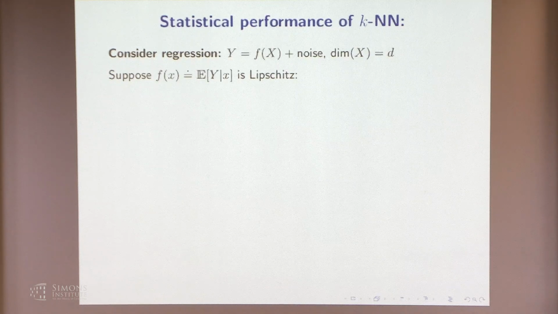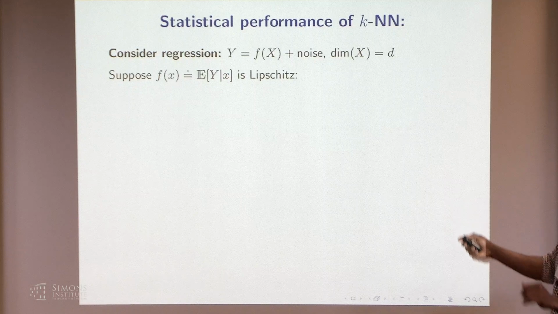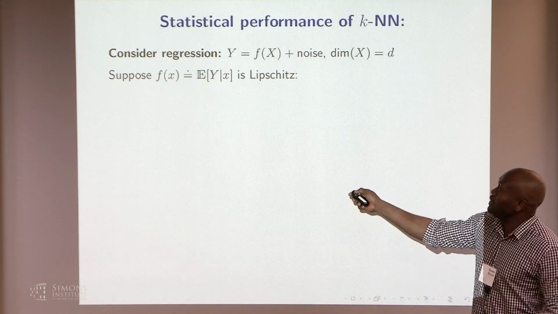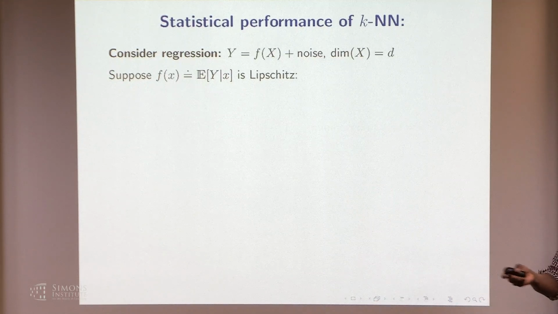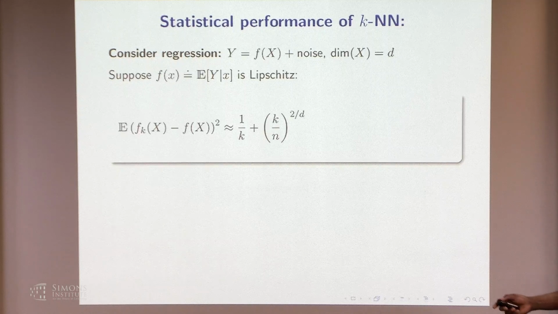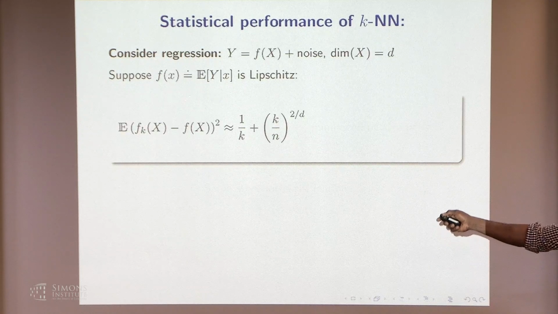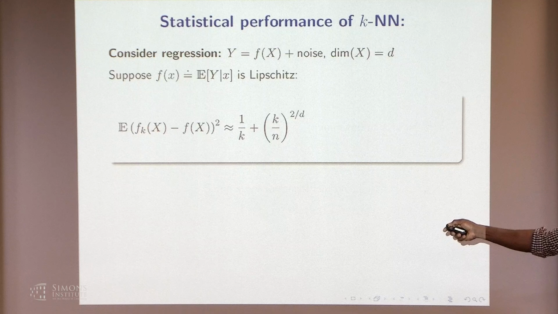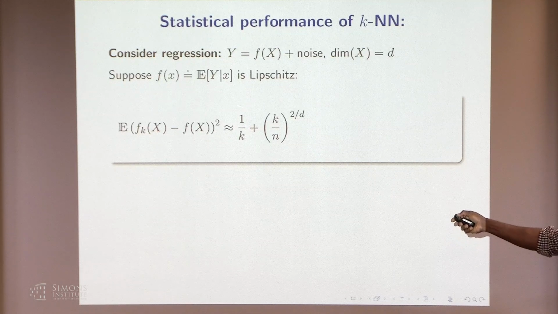Now suppose this is just a classical assumption. Suppose that f is actually Lipschitz. So essentially we don't want the y values to change too fast in small neighborhoods. Then the error of f_k, the nearest neighbor predictor, can be decomposed into two terms, a variance term, 1 over k, and a bias term of this form.